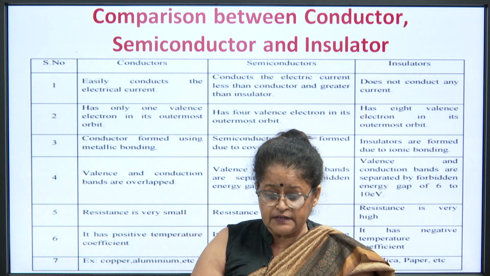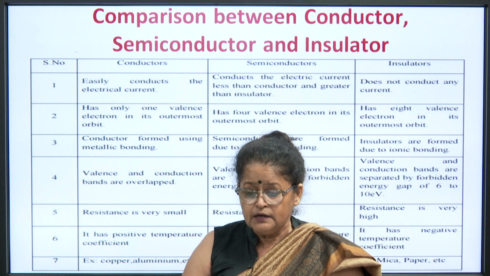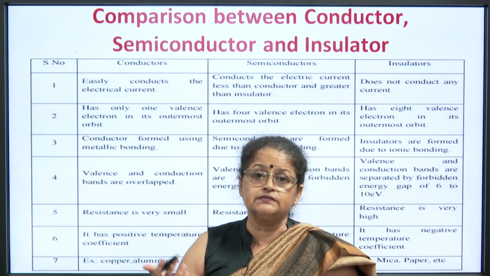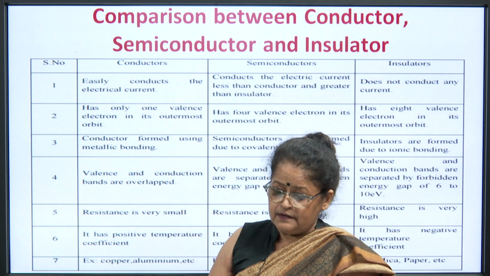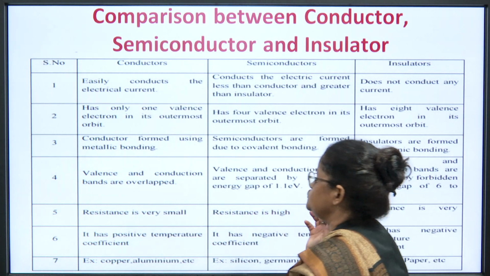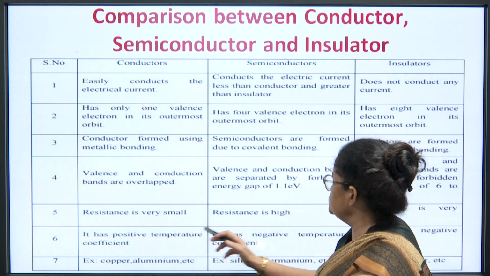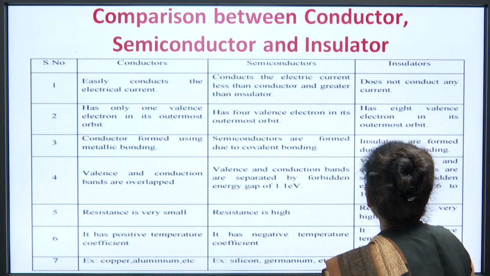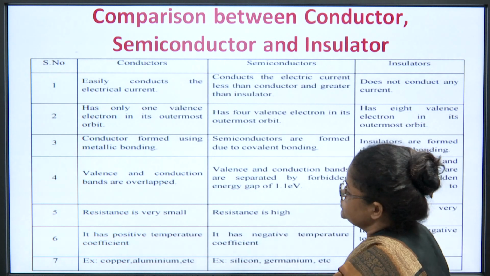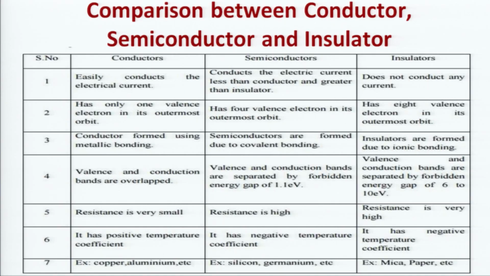In case of conductors, resistance is very small. In case of semiconductors, resistance is high, and resistance is very high in case of insulators. Conductors have a positive temperature coefficient, semiconductors have a negative temperature coefficient, and insulators have a negative temperature coefficient. For example, copper and aluminum are good conductors, silicon and germanium are semiconductors, as we know, and mica, paper, etc., are insulators.